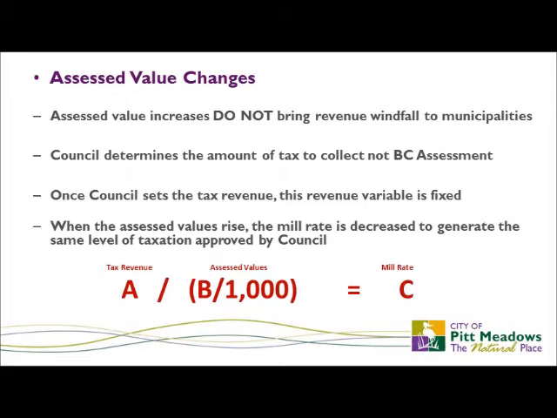There's often a misinterpretation that increased assessed values translates into revenue windfalls for municipalities. This is not true. Council determines the amount of tax revenue needed to deliver the services, and once this happens, variable A, the tax revenue, becomes fixed. If there's a market change and the assessed values rise from one year to another, the mill rate is then subsequently reduced. This adjustment to the mill rate ensures that the City does not receive increased tax revenue simply because the assessed value or market value of properties rise.